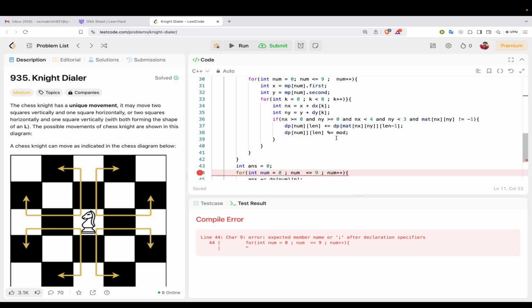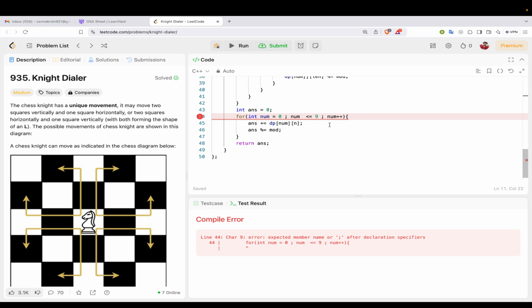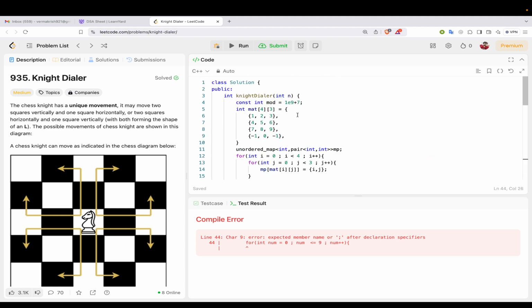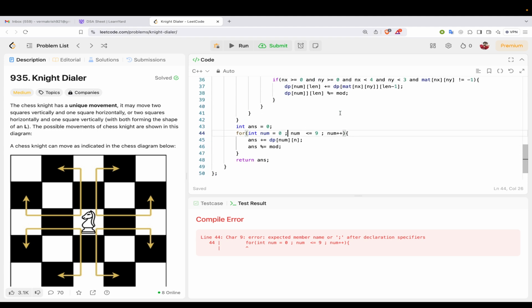Is this semicolon only? This is semicolon only. Answer plus equals to dp of num n, and answer mod equals to mod. We have declared it as mod only. What are we missing? I'm not getting it. What is this error for?